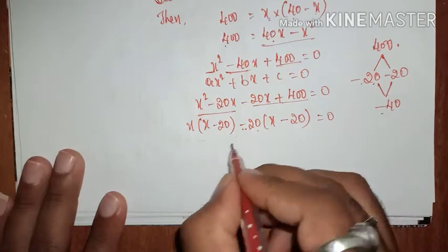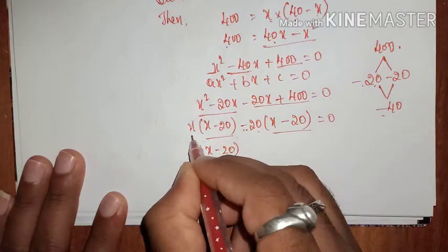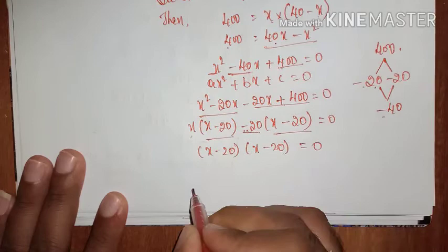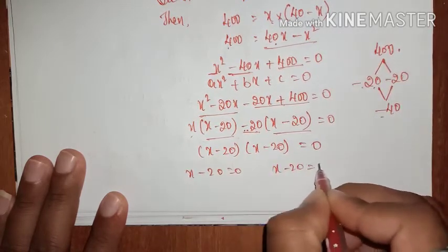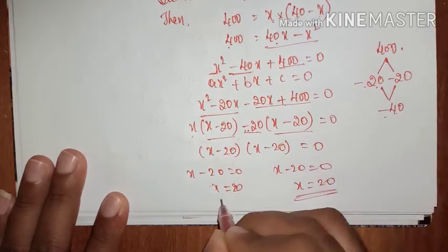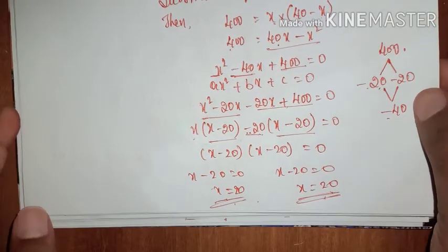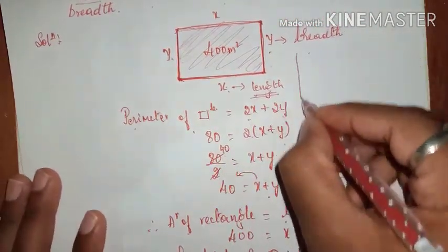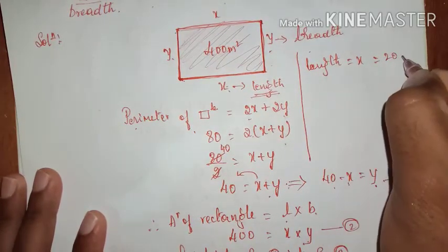Equals to 0. Now x minus 20 is common for both. Let me take it. So what is remaining? x, and here remaining minus 20 equals to 0. Separate this. x minus 20 equals to 0, x minus 20 equals to 0. Therefore x equals 20, and here also x equals 20. Now if you observe this one, equal roots, right? So x equals 20. What does x mean? It is nothing but the length, isn't it? So length equals x, which is 20 meters.